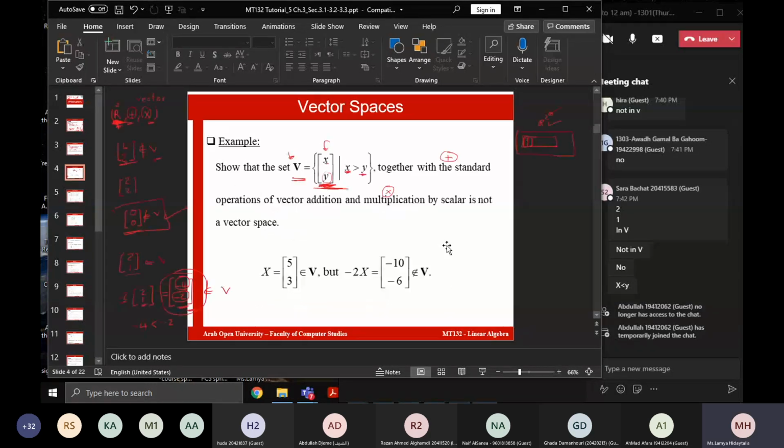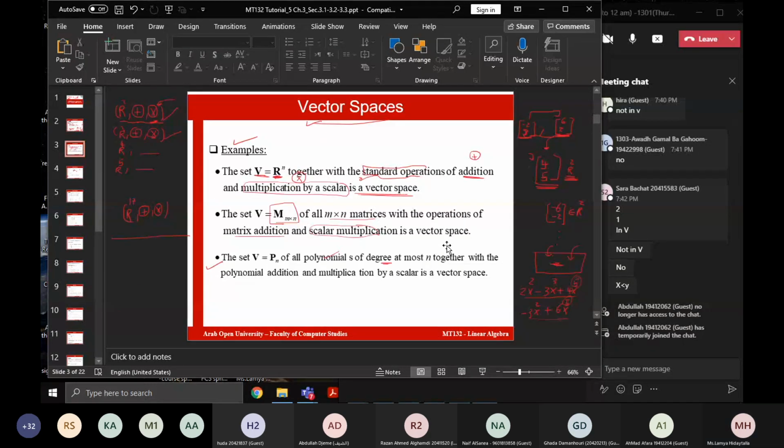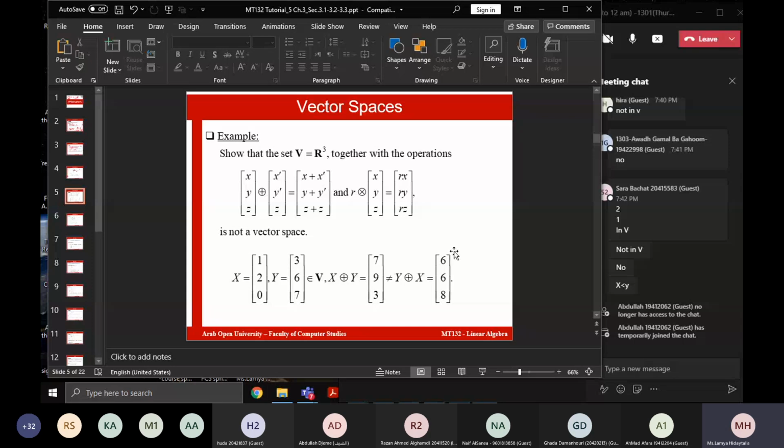Here there is another example. Show that the set of vectors of R3, we define on them 2 operations. Of course, one of them we call the addition, and the other one the scalar multiplication. But here he defined the addition of 2 vectors in a different way. By the way, this one is wrong. How did he define it?